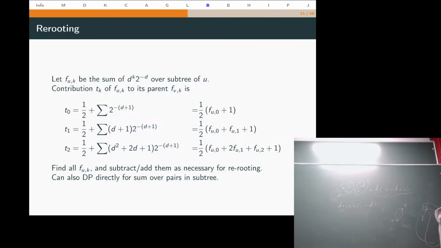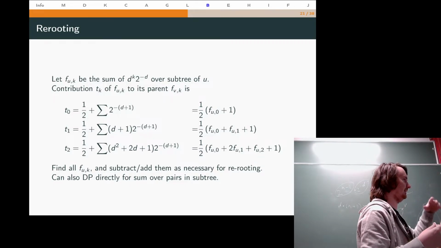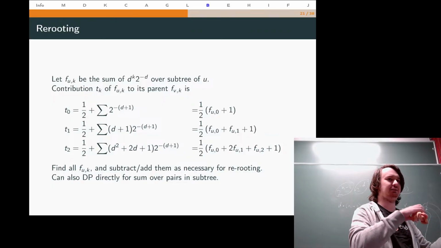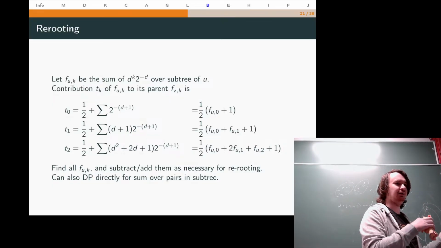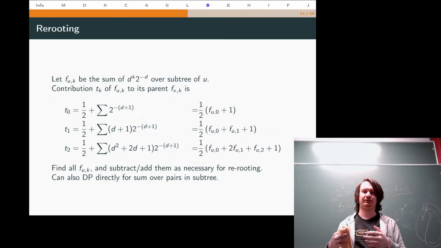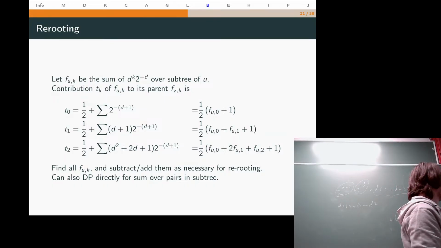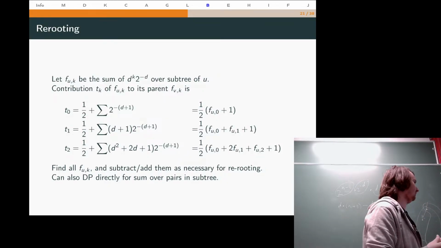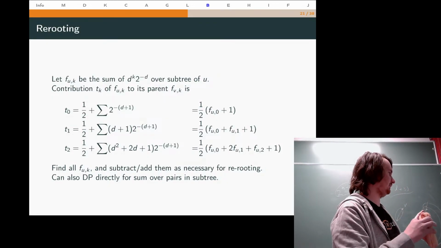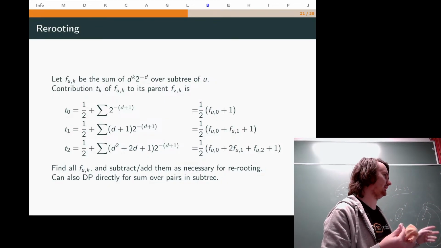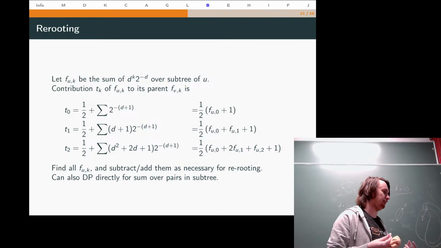Another way, I was told, is that it is also possible to get similar calculation formulas if you compute them not as distances to the root of the tree, but directly as distances from one vertex in a subtree to another vertex in a subtree. But I assume that it is a slightly more involved derivation to actually get this formula. For this reason, we mostly use this rerooting approach as the interim solution to the problem.